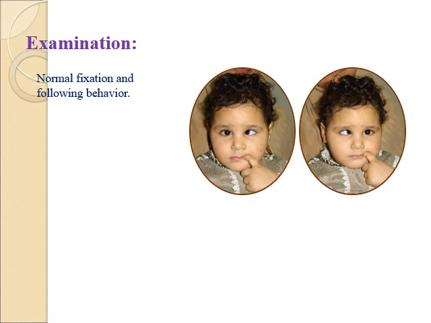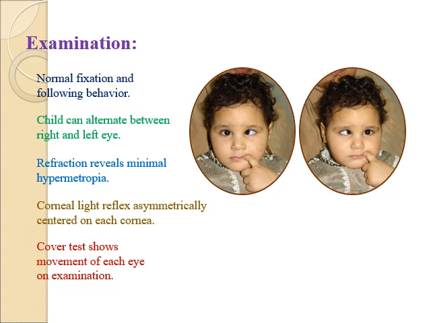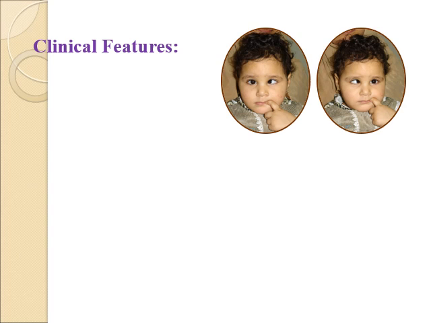Examination reveals normal fixation and following behavior. The child can alternate between right and left eye. Refraction reveals minimal hypermetropia. Corneal light reflex is asymmetric, centered on each cornea. Cover test shows movement of each eye on examination. What is your diagnosis? This is alternating, concomitant, convergent primary squint.